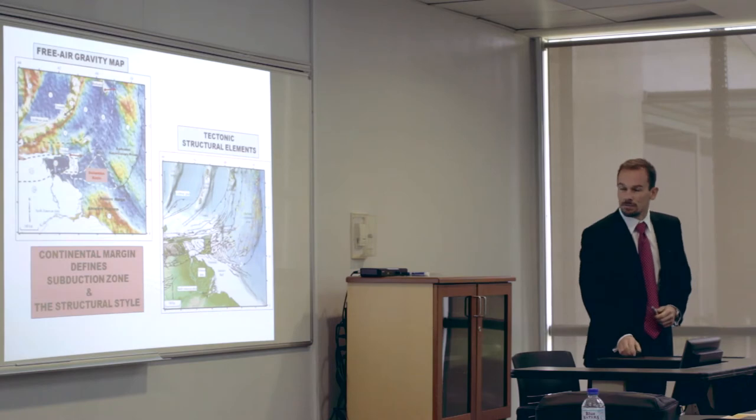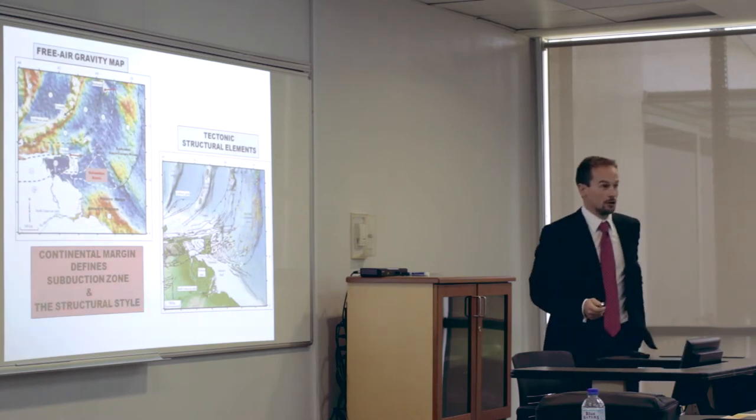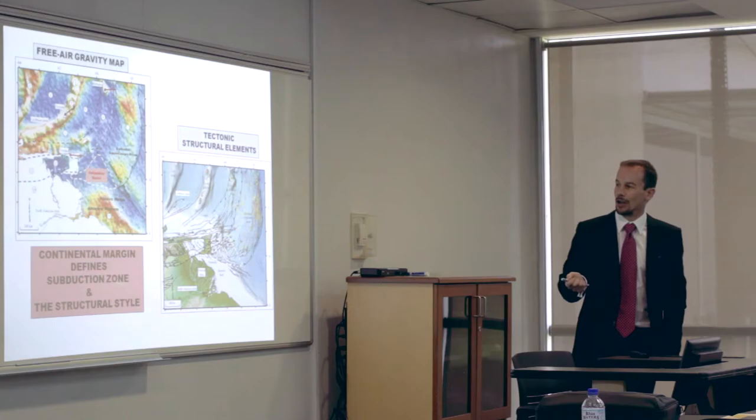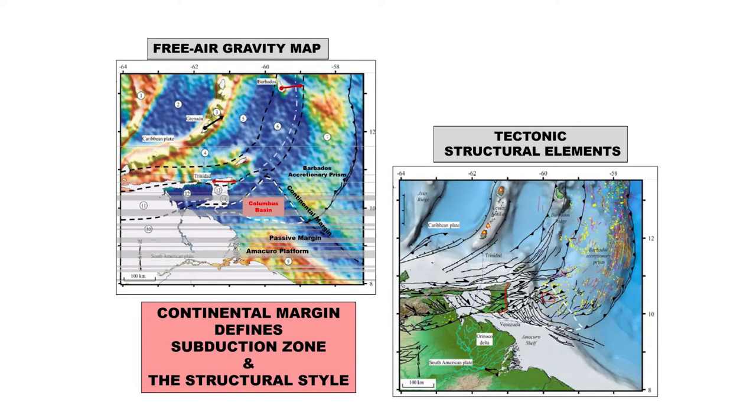So, first of all, on your left here, we've got a free air gravity map of the greater Trinidad area. So we've got the island of Trinidad here and the coastline of Venezuela. And I guess 4B is situated here in the Columbus Basin.